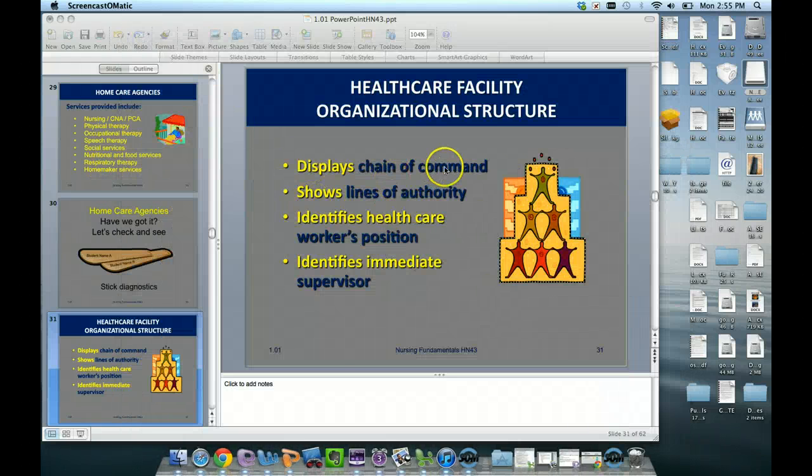All right, so let's get back to healthcare. So the healthcare facility organizational structure displays chain of command, shows lines of authority, identifies healthcare workers' position, and identifies who your immediate supervisor is.